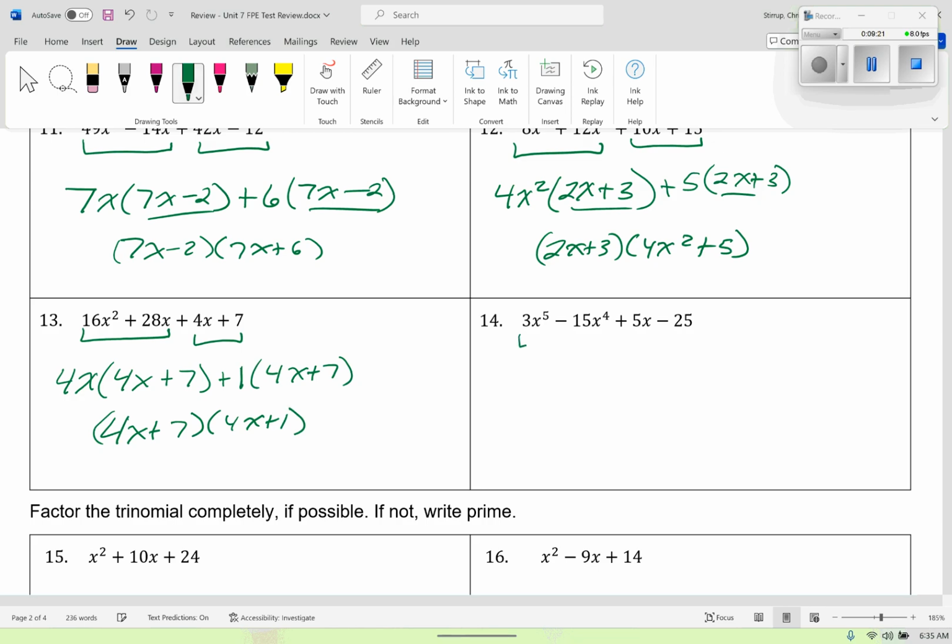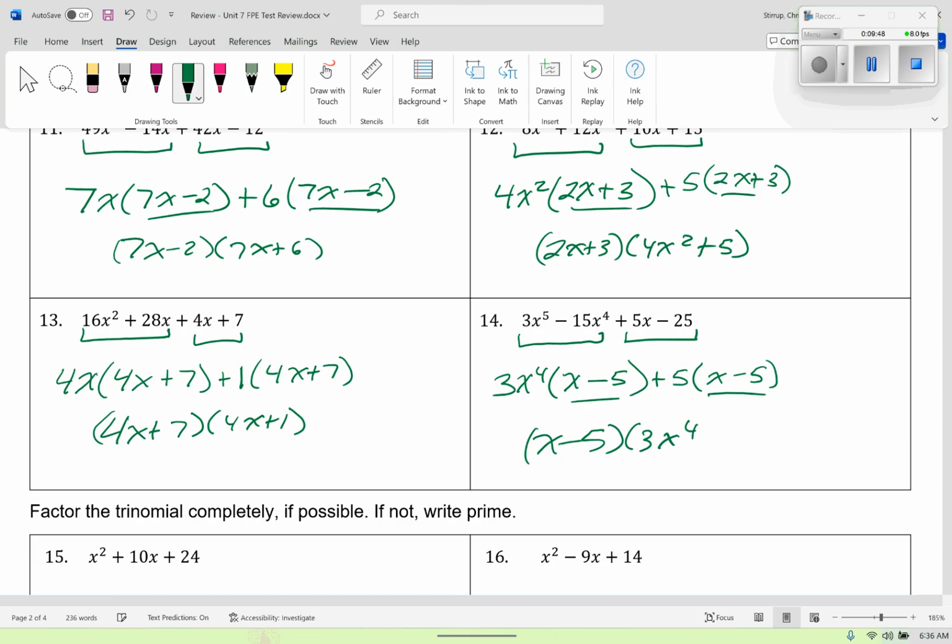Number 14, what do I have in common between those? A 3 will come out. How many x's can I factor out? Yeah, I can factor 4 of them out, right? And so that's going to leave me an x minus 3 goes into 15 5 times, and all the x's are out. And then the plus sign comes down. I can factor a 5 out of both of those, and that's going to leave me this. These are the same, what you want. And then you get 3x to the 4th plus 5 as the other one.